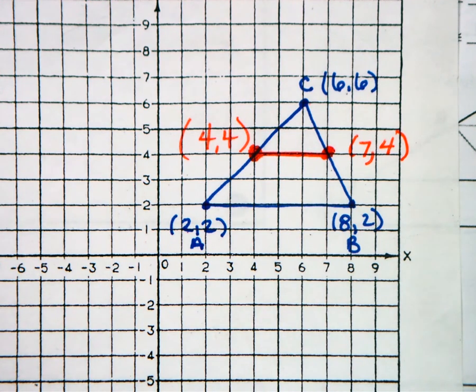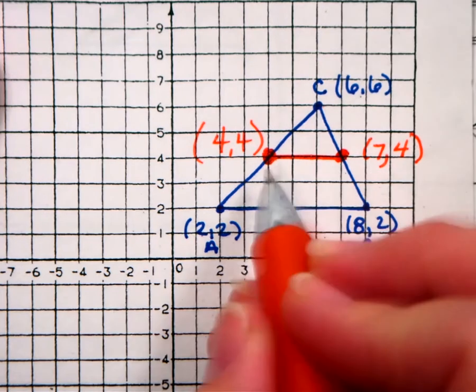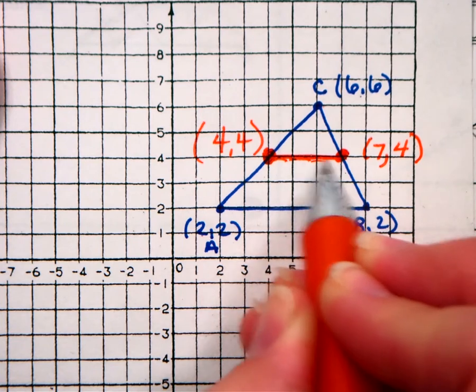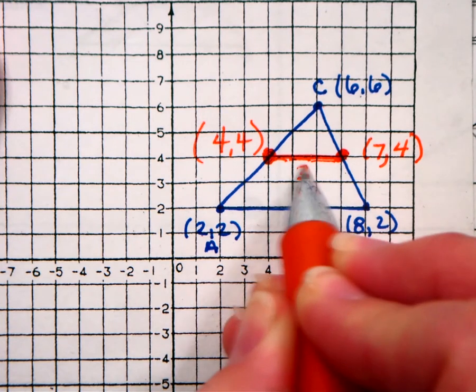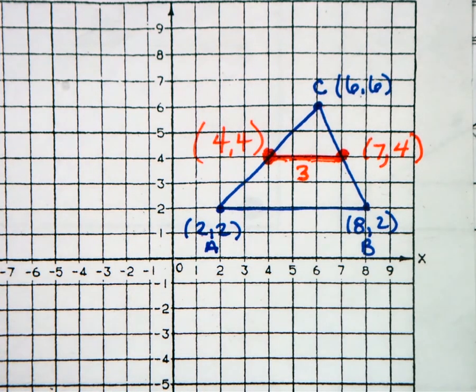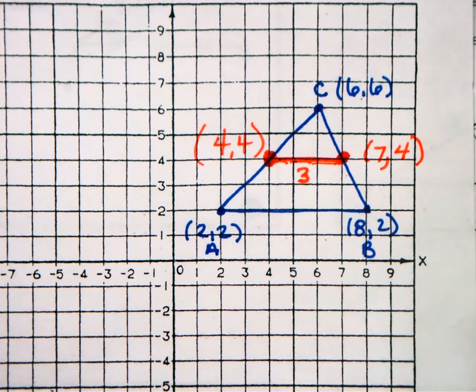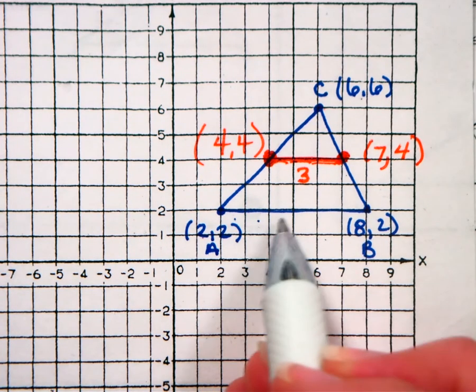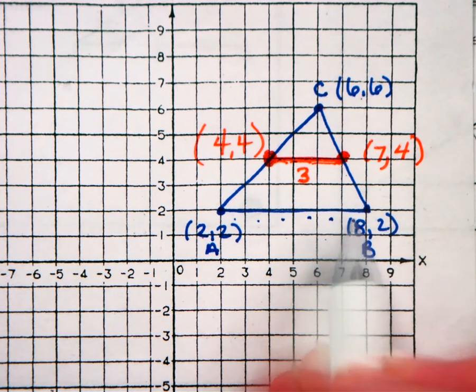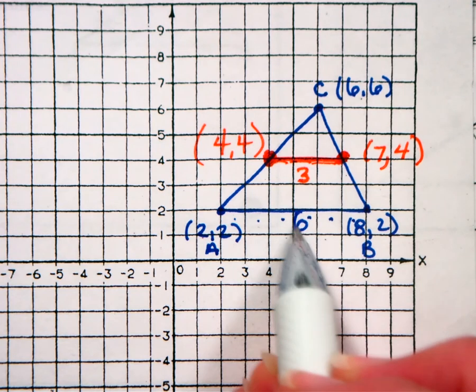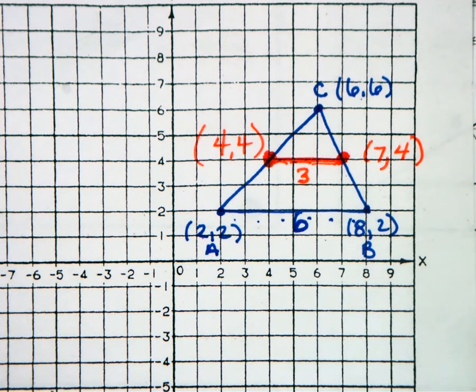What's the second thing that's true? Here's the second thing. This is 1, 2, 3 boxes long. How long is the other one? 1, 2, 3, 4, 5, 6 boxes long. What's true about those numbers? 6 is double 3. Will that always happen?